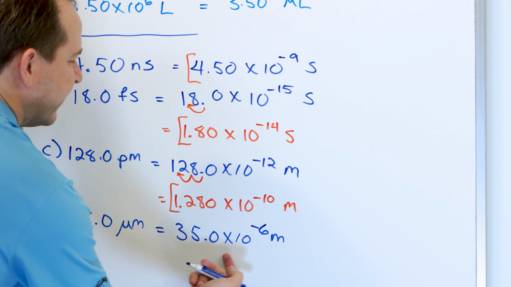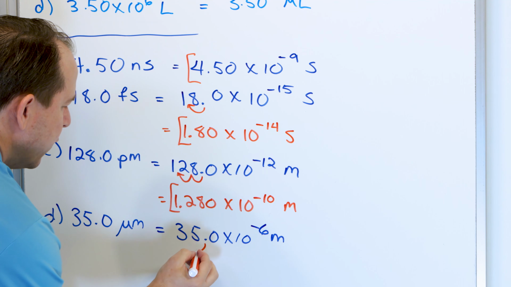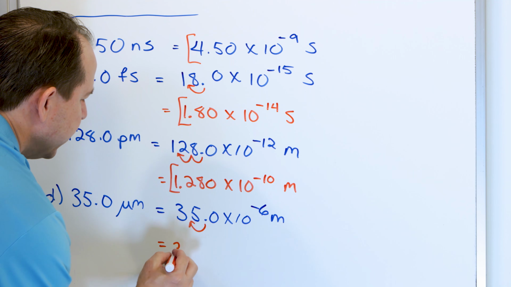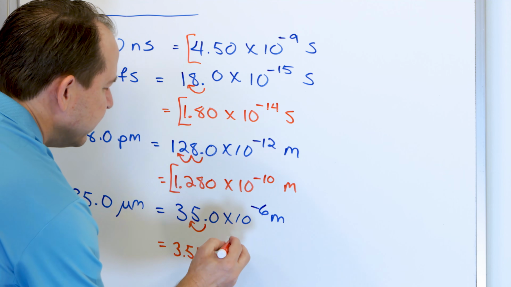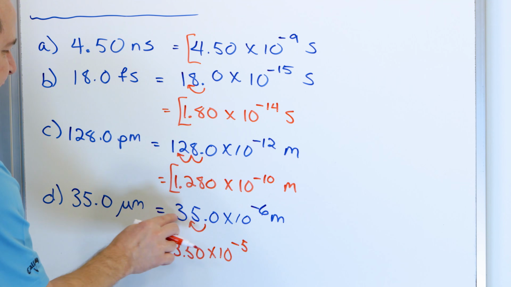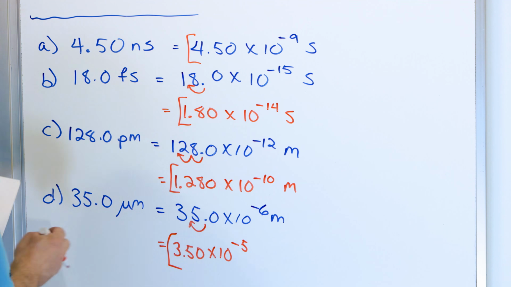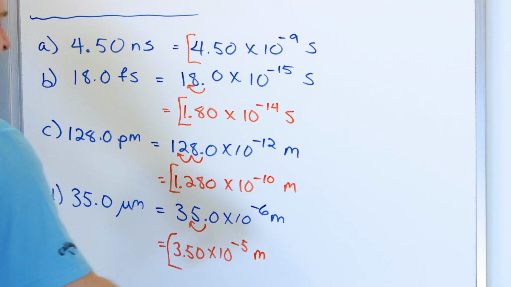Same problem though, because I want to write it in scientific notation. So because the decimal is here, I need to move it 1 spot to the left. So it's going to be 3.50 times 10, and I need to alter this to only move it from this position 5 spots to the left to match the 6 spots from the left there. So 3.50, or 3.5 times 10 to the minus 5, and this is in terms of meters.